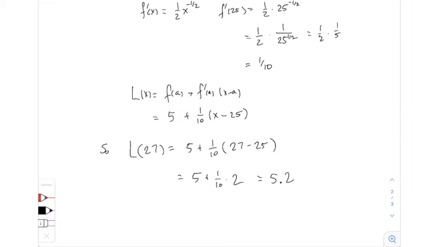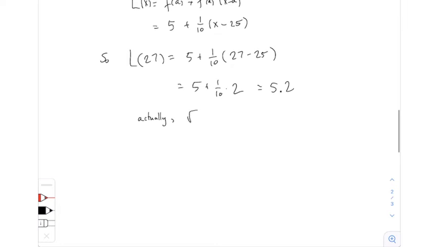This is apparently an approximation of the square root of 27. I plugged this into my calculator just to see how good it is. Actually, the square root of 27, the true value that I get when I plug this into my calculator, is 5.1961, etc. So I feel pretty good about that. That's quite close to 5.2, which is what we just did by hand. All right, this is how you use the linear approximation to compute values of weird functions that you can't really otherwise do by hand. Any questions about that?